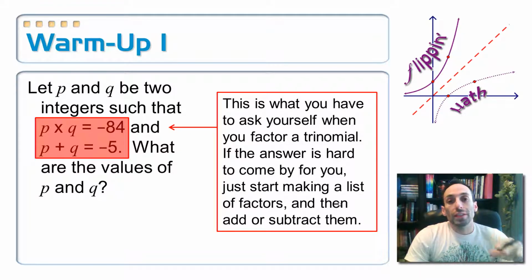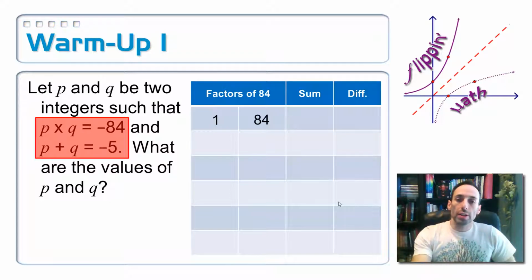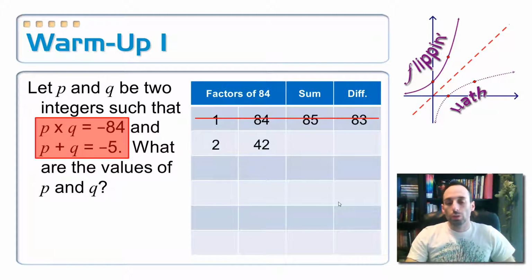Now, if this kind of thing is hard for you, then just make yourself a list of factors and add them or subtract them. Don't even worry about the signs. Just add them or subtract them. You can take care of the signs at the end. So here's an example of what I'm talking about. So I need to find factors of 84, and I may not even know where to start, but the first one you should always start with is simply 1 times 84. When we add those together or subtract them, I'm either going to get 85 or I'm going to get 83. Neither one of those are going to work.